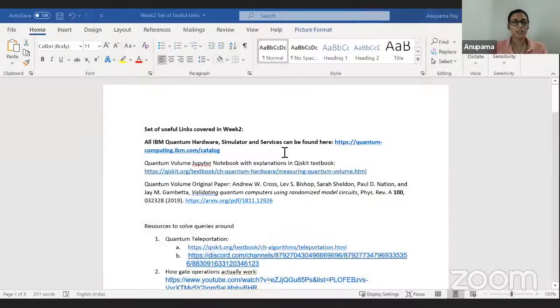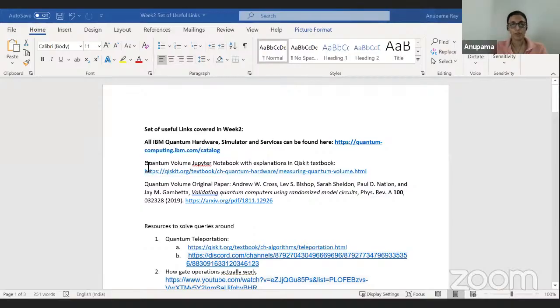I'll quickly go over that document and show you the different links we covered in week 2 content, where you can see details about hardware, simulator services, the different documentation and your jobs. You can go to catalog, quantum-computing at IBM.com, where you can see both Quantum Composer and Quantum Lab. If you type in /catalog, you can see the simulators, services and hardware that are available.